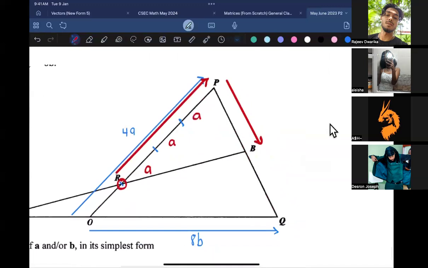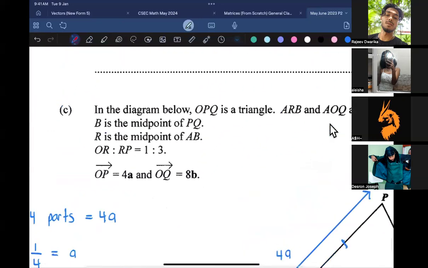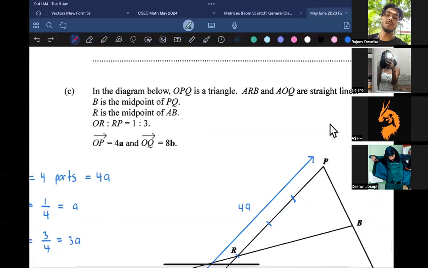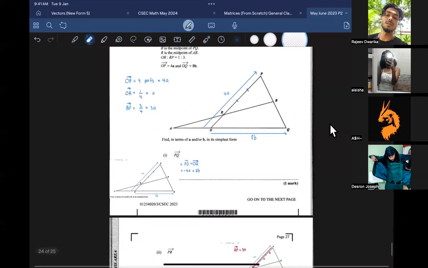And P to B now. At the start of the question, what do they say about point B? B is the midpoint of P to Q. So if we know what P to Q is, all we had to do is find half of that, because P to B would be half of the full journey. Tell me if you understand that. Yes, if I know what the full vector is, then P to B is half of the full vector. Look at your working. Did we find P to Q?